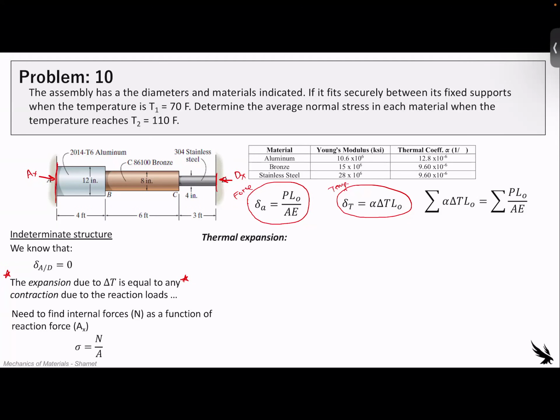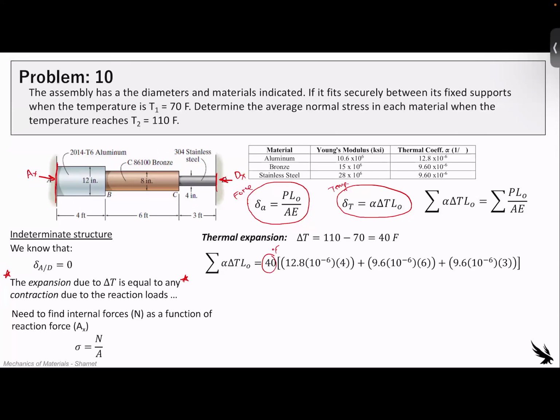So let's first look at the thermal expansion. The change in temperature is going to be from 110 to 70, so 40 degrees Fahrenheit. So this crazy equation, we can bring that temperature on the outside here. So that's where this is coming from. So this is degrees Fahrenheit.